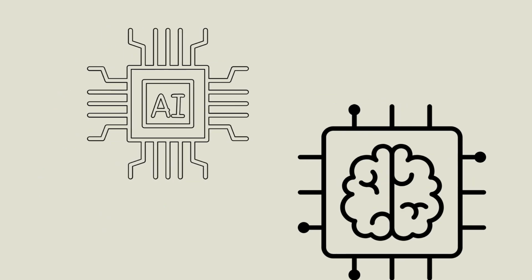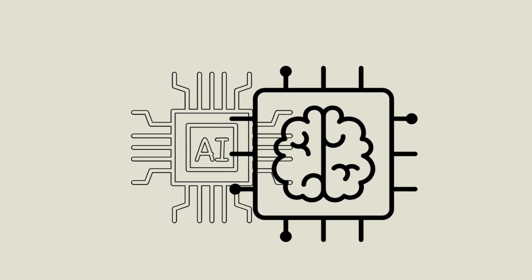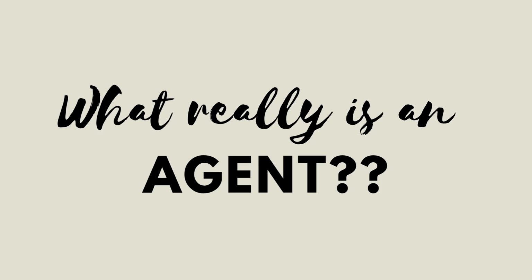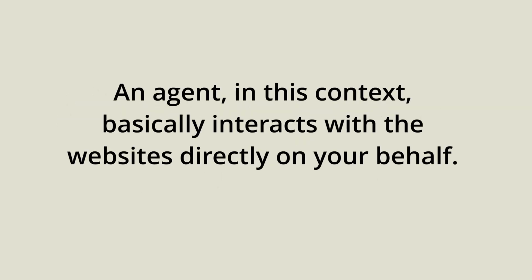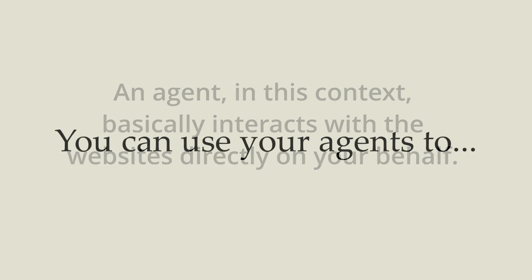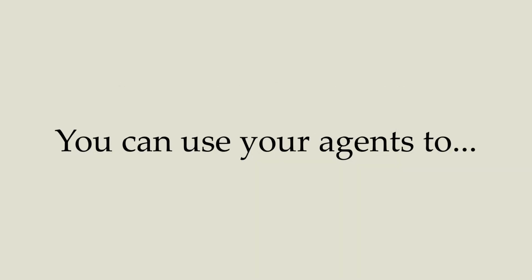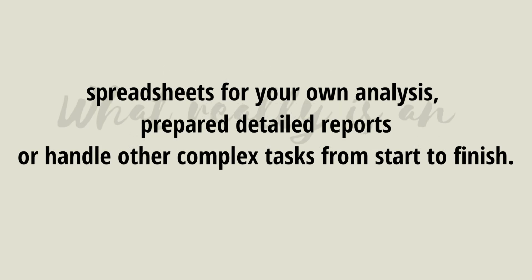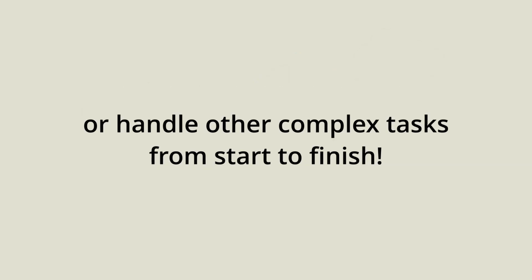We have all heard that ChatGPT has introduced agents or agentic AI, etc. But what really is an agent? An agent in this context basically interacts with the websites directly on your behalf. You can use your agents to book appointments or shop for you or create slideshows for your meetings or spreadsheets for your own analysis or prepare a detailed report for your college project or handle other complex tasks from start to finish.